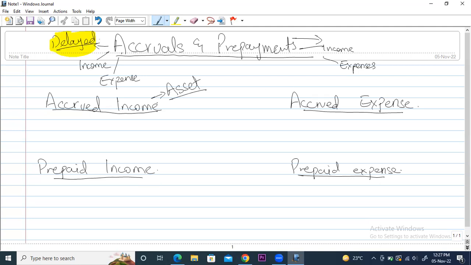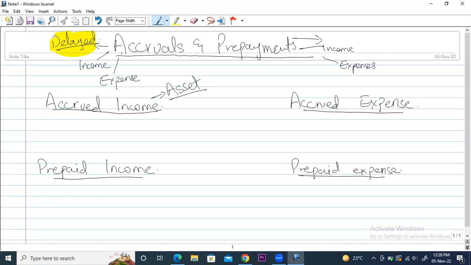Another example can be receivable, right? When we create a receivable, this is a credit sale. We do credit sale, debit receivable, right? So we are still waiting for the payment from the customer, waiting for the 30 days to get over, right? That is also an asset. So any income which is delayed, which we have to receive in the future, that is always called an asset. Always remember.